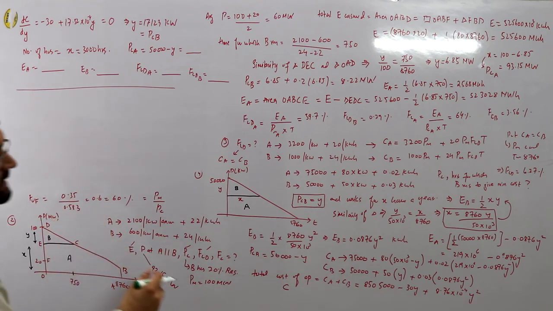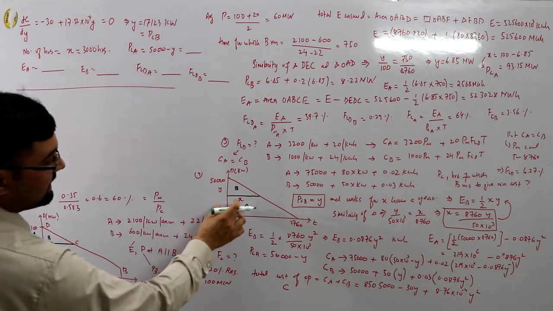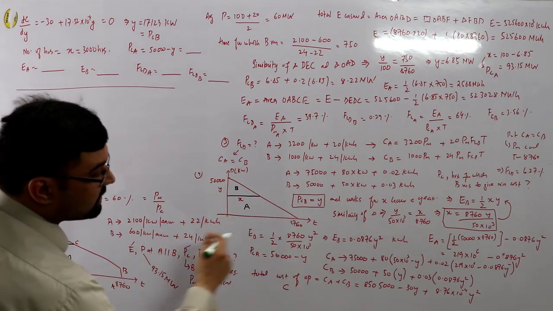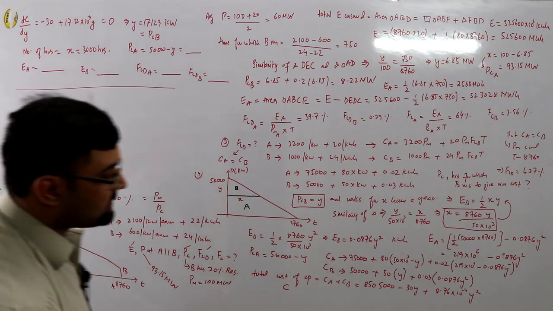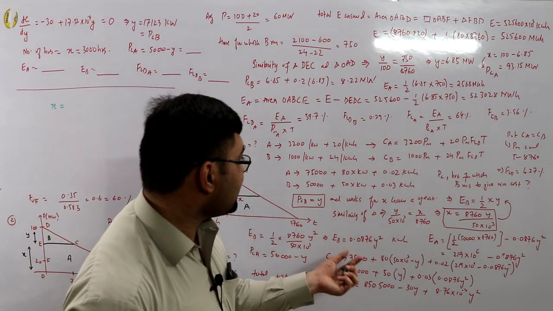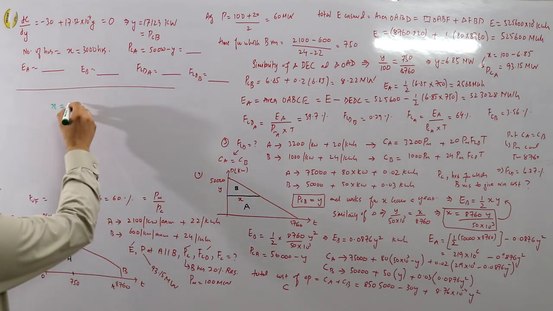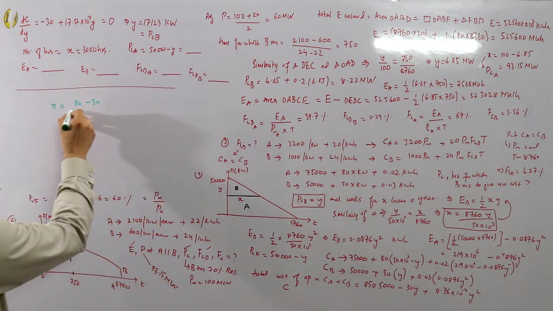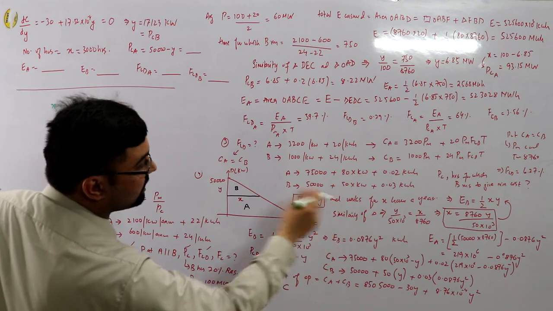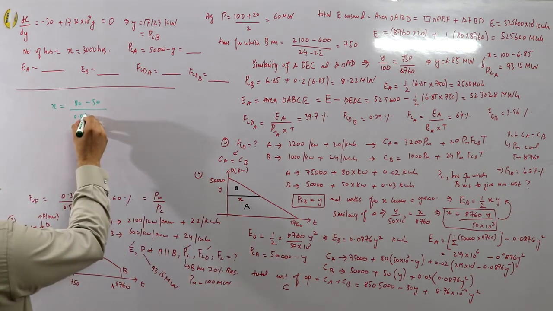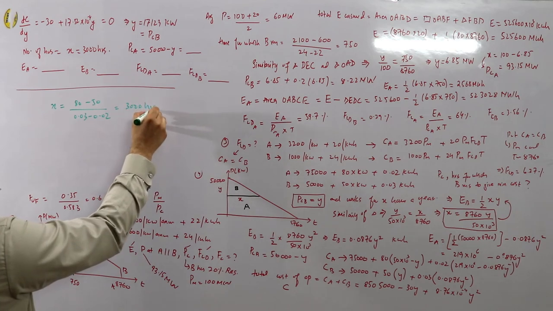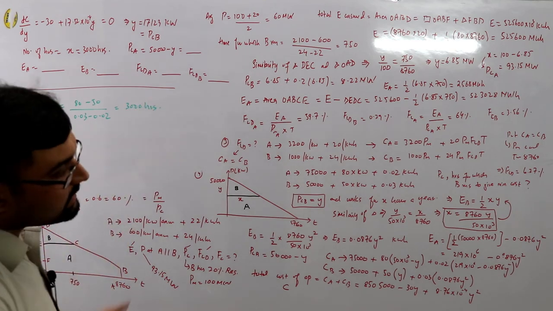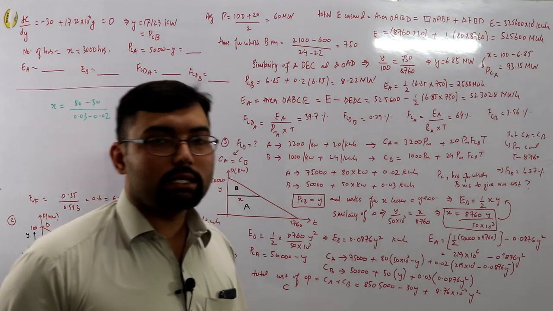So I found out X by the similarity of triangles. Have a look. From the cost model, X I found out by the difference of the fixed costs, that is 80 minus 50, divided by the difference of the variable costs, 0.03 minus 0.02. And this comes out to be exactly 3000 hours. So I've got the hours directly.